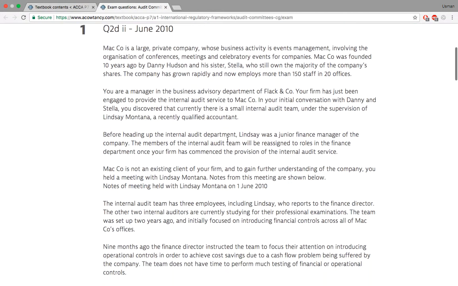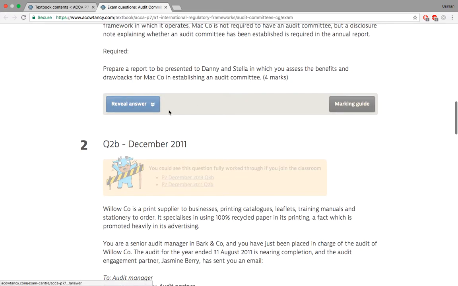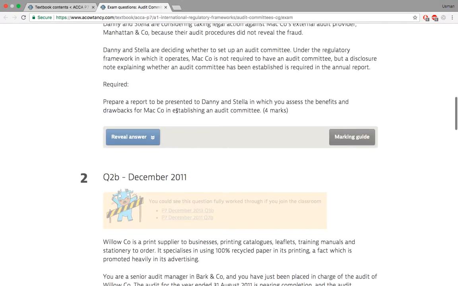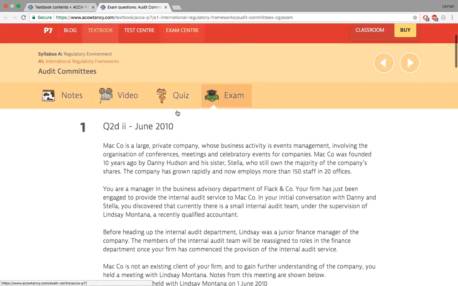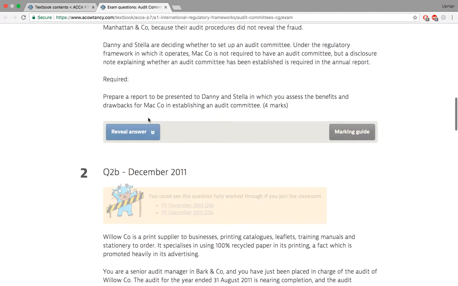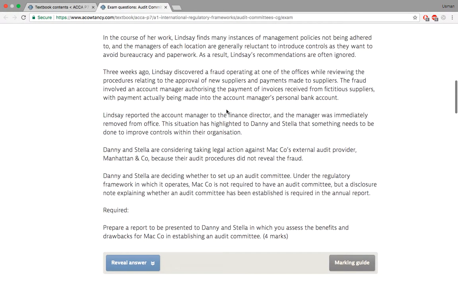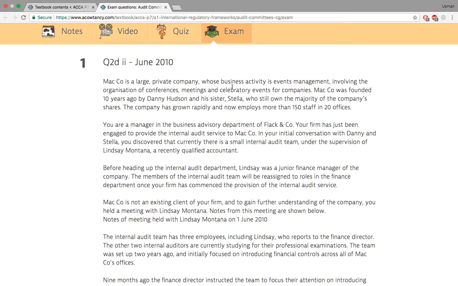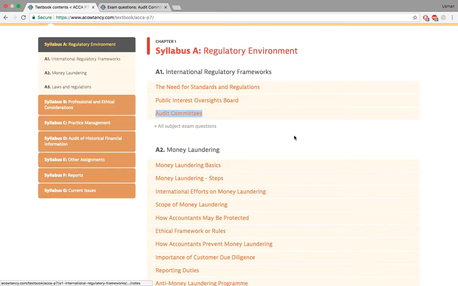Moving on, this is an exam question. Now don't reveal the answer, just read through this and you'll know what you have to do, what kind of questions can come from this part of the examination. Are we good? I don't really prefer you guys to do any questions right now because, if you can see, it says please prepare a report to assess the benefits and drawbacks for MAC and audit committee. You get 4 marks for this, although it's not only about audit committee, it's about a lot of different things. So do not do these questions, but just go through them and read how it works. But later, once we have covered the whole section A, we'll talk about this.